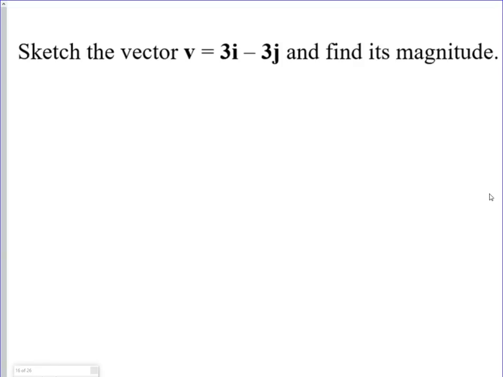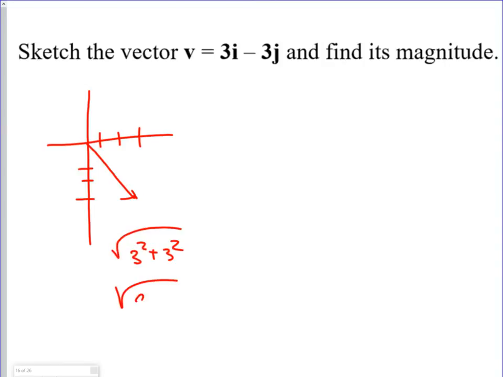Okay, let's take a look at this right here. They want us to sketch the vector 3i minus 3j and then find its magnitude. Well, 3i minus 3j: 1, 2, 3, 1, 2, 3. There it is, right? Everyone okay with that? To find its magnitude, we're going to do 3 squared plus 3 squared and then take the square root of that. So we've got 9 plus 9, 18. What's that become? 3 radical 2. Thank you. So there's our magnitude.